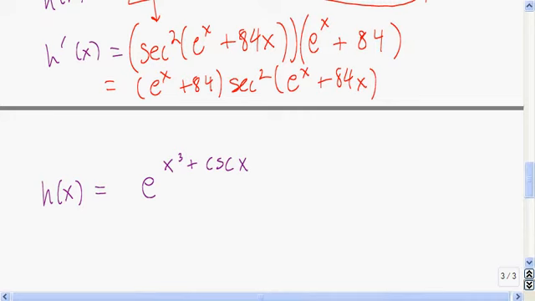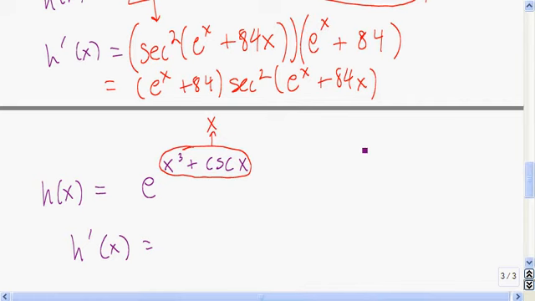Okay, as always, our first step is to figure out what the inside function is. And when you have an exponential function, the inside function is going to be whatever you're putting into the exponent. So we imagine for a moment that rather than having e to the x cubed plus cosecant of x, we have e raised to the x power. So then to differentiate this, we're going to differentiate e raised to the x, but then instead of having the x there, we're going to have an x cubed plus cosecant of x.